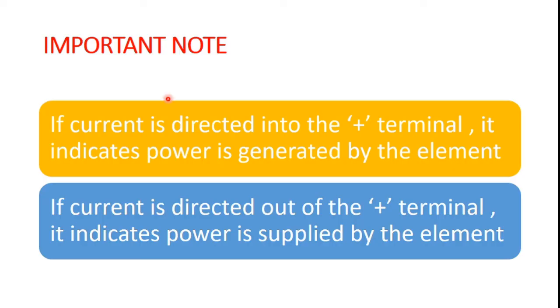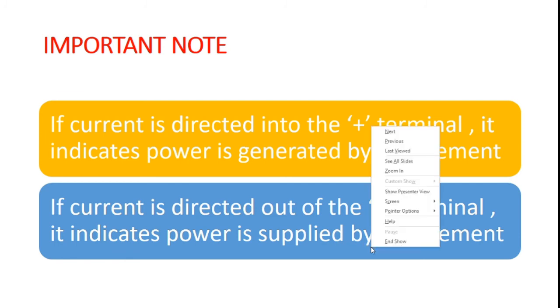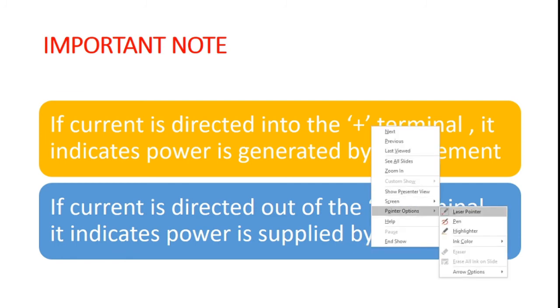Right. And one important thing that we need to note here: if current is directed into the positive terminal, it indicates power is generated by the element. And if current is directed out of the positive terminal, it indicates power is supplied by the element. So let us understand this. Let me draw a circuit.